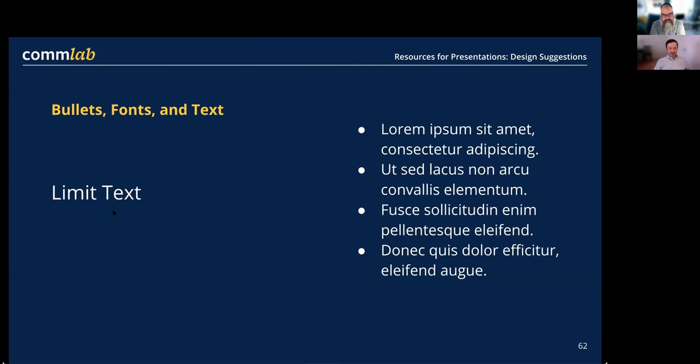This is again back to one of our principles, but limiting the text to 5 to 6 words per line, 3 to 4 bullets per slide, using concise wording and elaborating as you speak. Again, depending on your content, you may want a different slide for each main point.